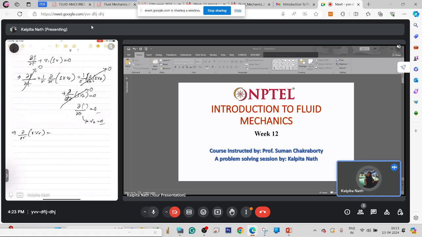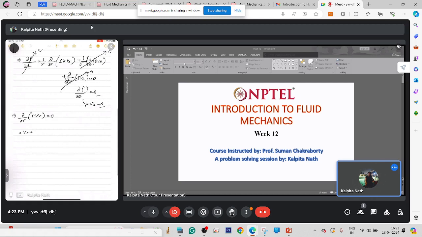That means r v_r is not a function of r. Now for the boundary conditions, at r equal to R, v_r is equal to 0, and v_r is equal to 0 for all r. That means v_r is not a function of r, except at r equal to 0, which is a singularity case.